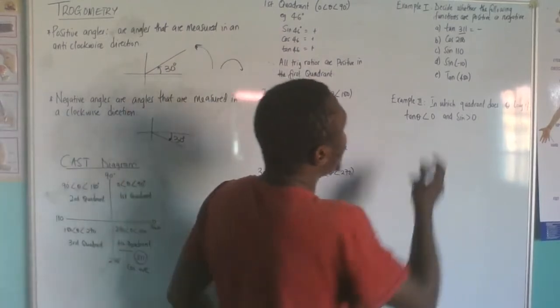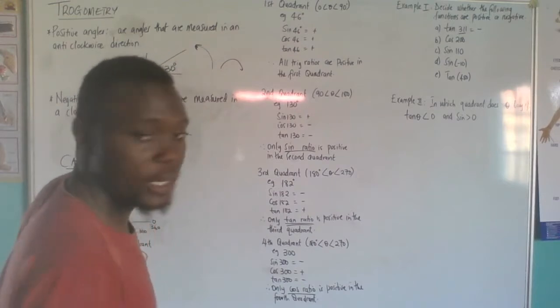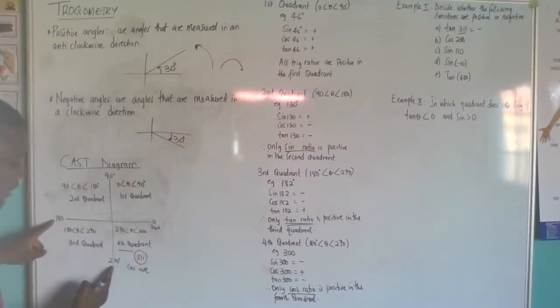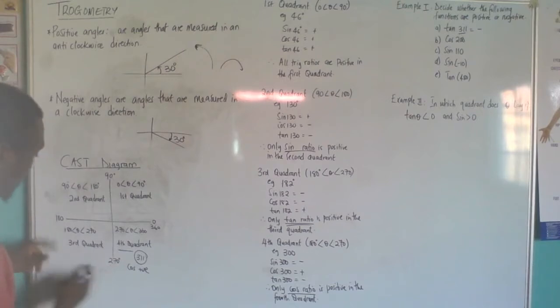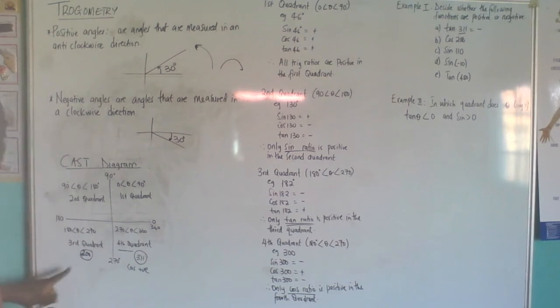Then I'll go to cos, that is cos 200. I will locate the angle 200. Where is it located? 200 is located between 180 and 270. So if 200 is here, what is happening there?